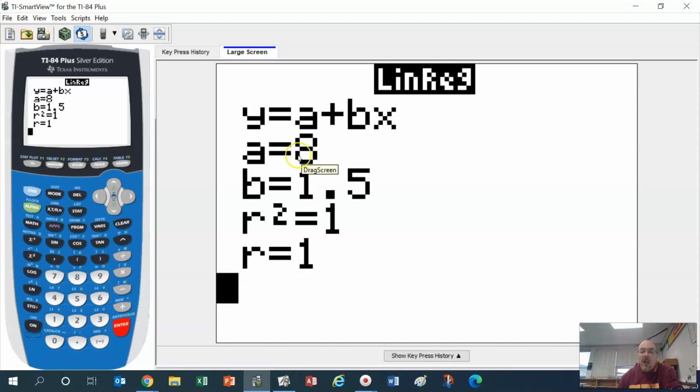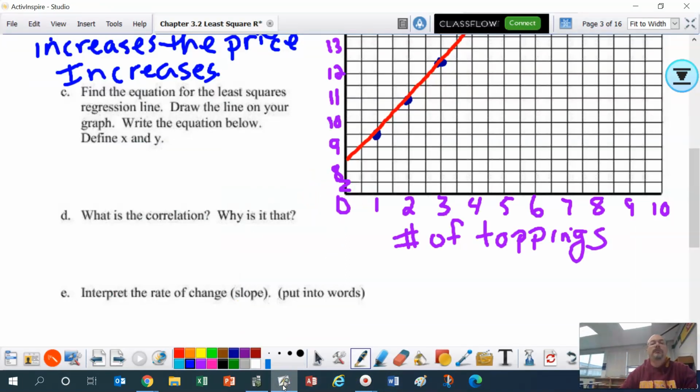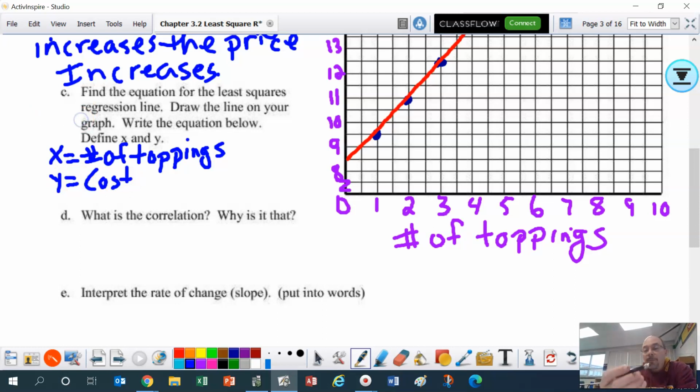Now, this 8 is $8. This 1.5 is $1.50. So let's define first of all: x equals the number of toppings. You must define your variables. You cannot ignore that part. So x is the number of toppings, and y equals the cost or the price. Now when we write this, we're actually going to put a hat on that. Again, there's lots of symbols we need to understand. And that y hat means this is a prediction. Granted, this is perfectly linear, but y hat means prediction. Write that down. y hat equals the $8 plus the $1.50, I'm going to put a zero on that, x.